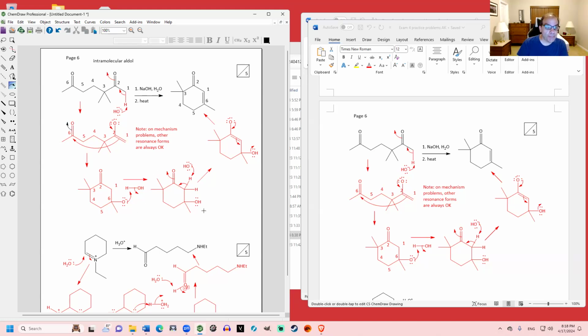So water puts the proton back on, and then we do the E1CB elimination, which starts by the base that we're given, hydroxide, deprotonating alpha to the carbonyl to give the enolate, and then the enolate completes the E1CB elimination by reforming the carbonyl. The carbon-carbon double bond shifts over one place, and we expel hydroxide as the leaving group. That gives us the product. So the mechanism is just like any other aldol condensation reaction. It just happens to occur within the same molecule.